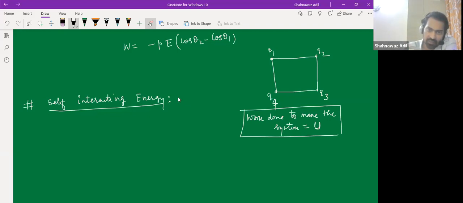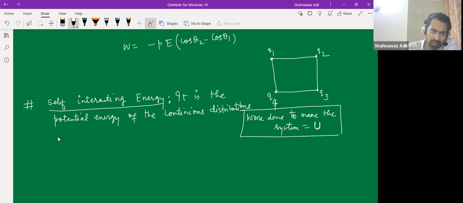It is the potential energy of a continuous distribution, like a sphere or cylinder and these ones. So what do I mean by potential energy of these continuous distributions?